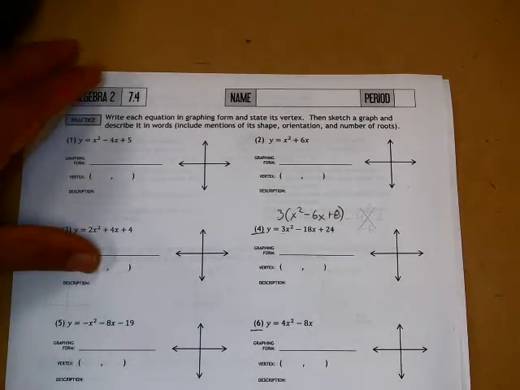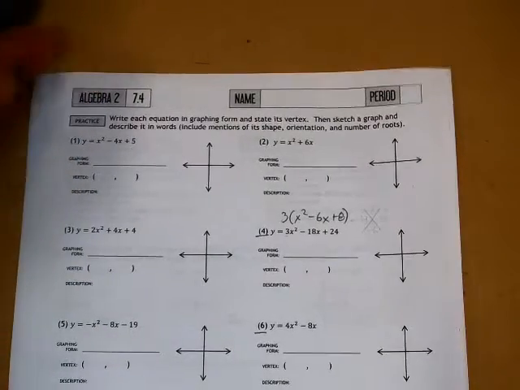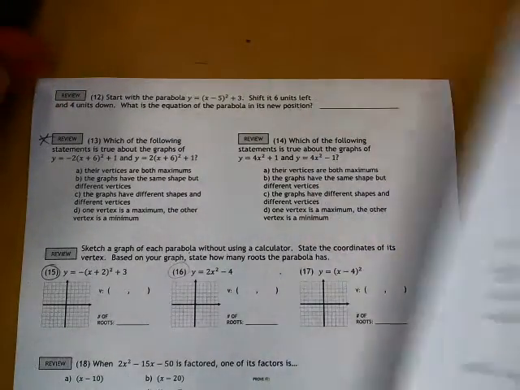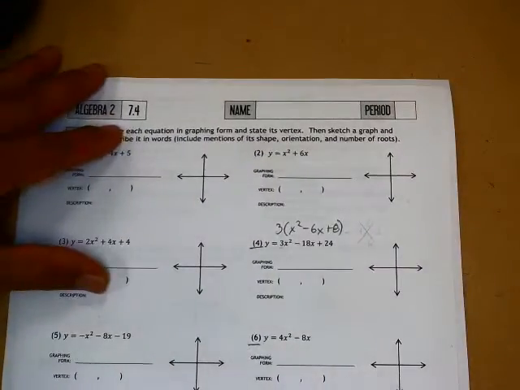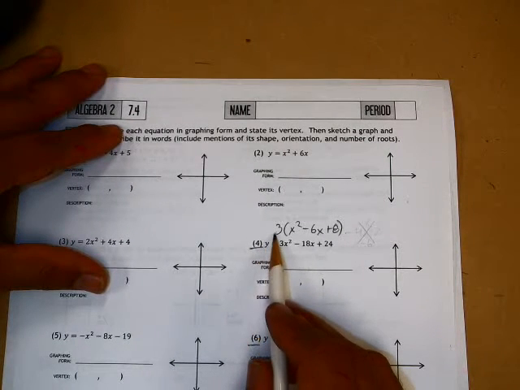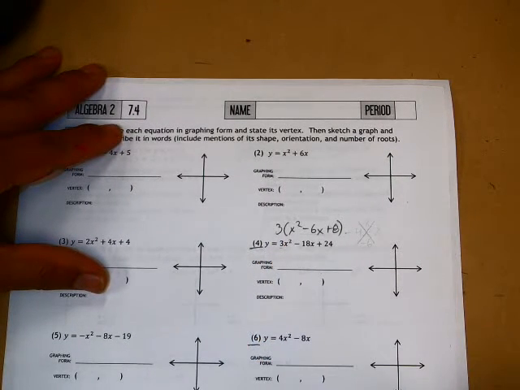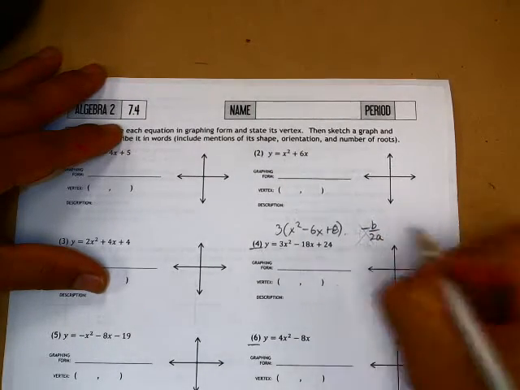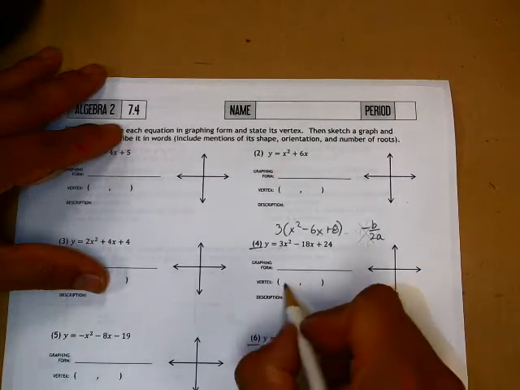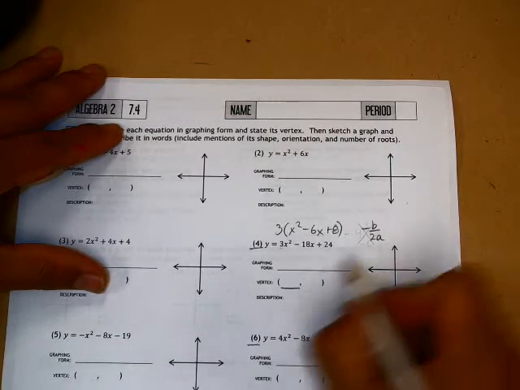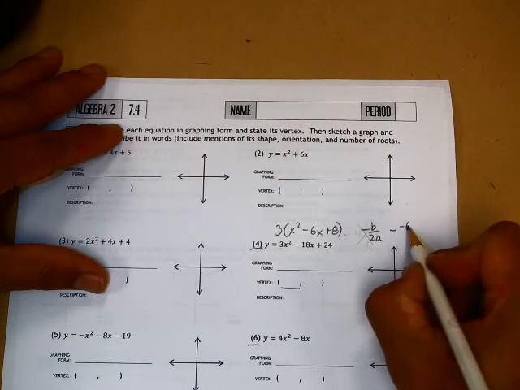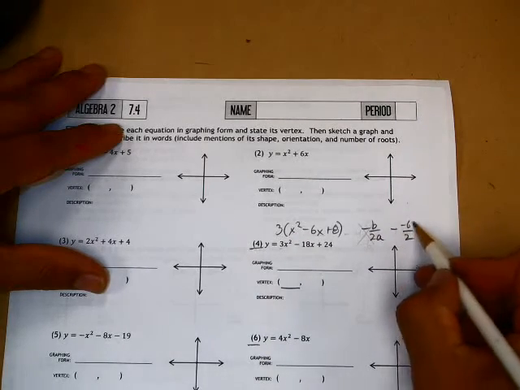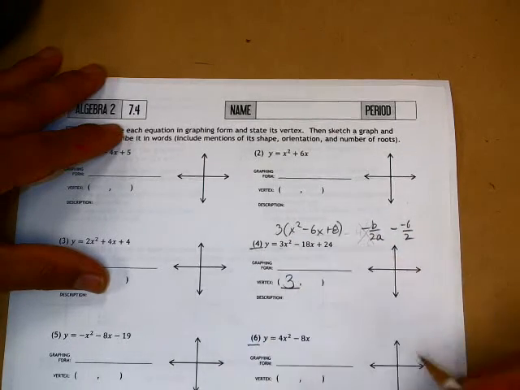Okay, worksheet 7.4, problems 4, 6, 7, 9, 13, 15, and 22. Starting with problem number 4, factor a 3 out of everything first. You can then use the minus b over 2a to find the x value of the vertex. So minus a negative 6 all over 2 times 1, which is 2. So 6 divided by 2 is 3.